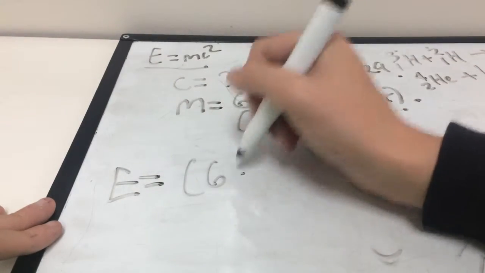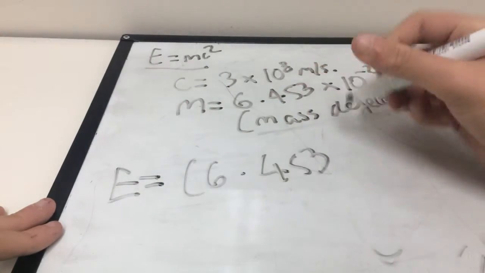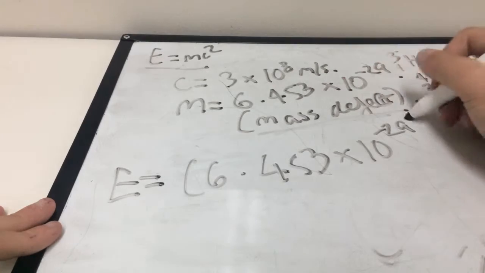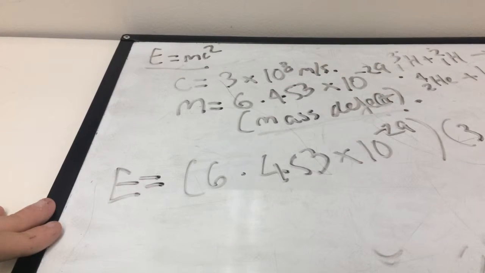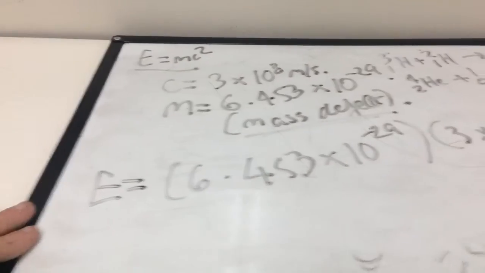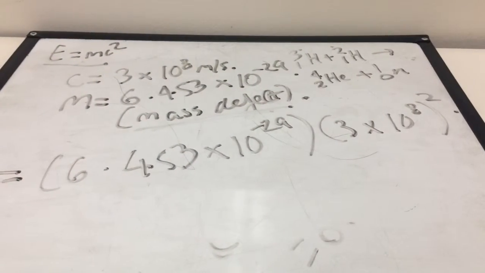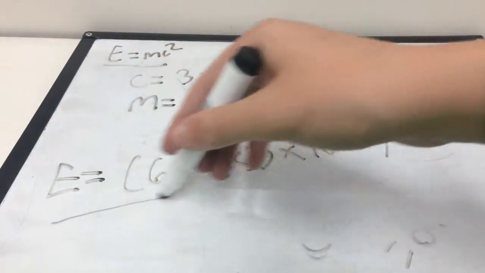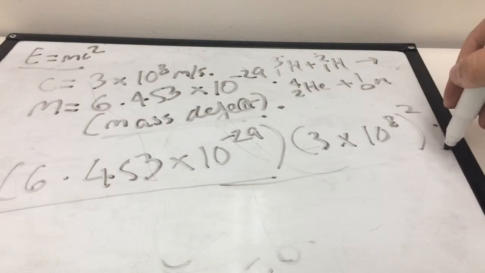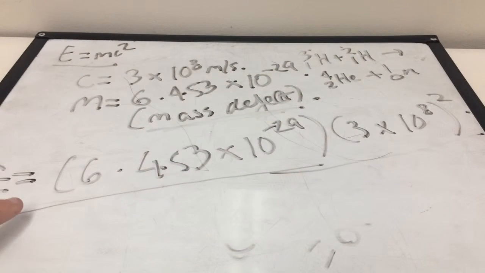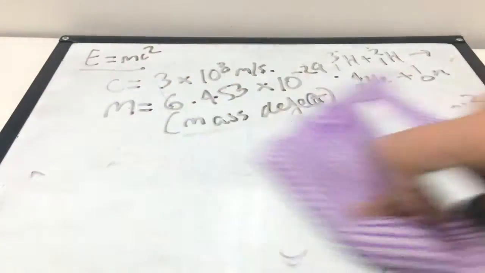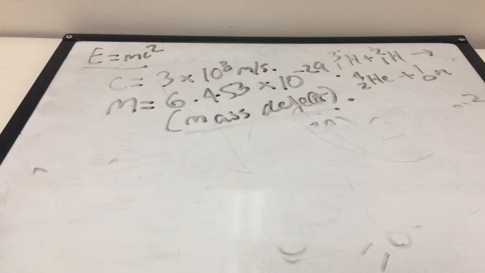6.453 times 10 to the negative 29 multiplied by 3 times 10 to the power of 8, and we square that. That's our official equation. Just keep in mind that's E there, so just copy that. Now if you actually want a more simple way to do it, make sure you pause and get that. Always pause if you need to get something. Number 1 tip.